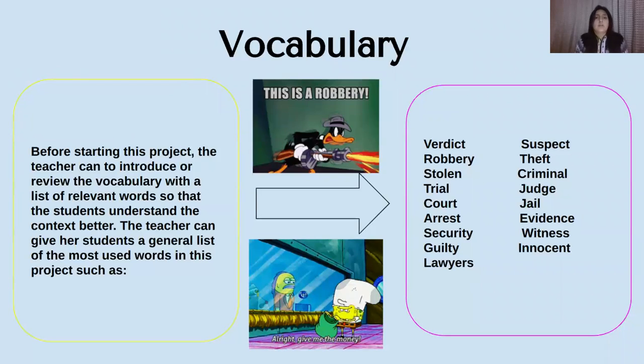Okay, now I am going to explain about vocabulary. Before starting this project, the teacher can introduce or review the vocabulary with a list of relevant words so that the students understand the context better. The teacher can give her or his students a general list of the most used words in this project, such as verdict, robbery, stolen, trial, court, arrest, security, guilty, suspect, criminal, judged, are some words like that.